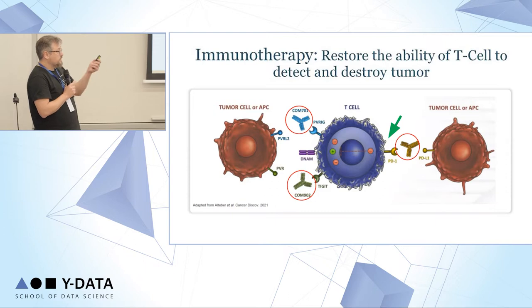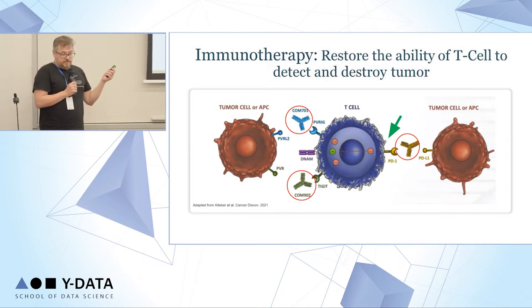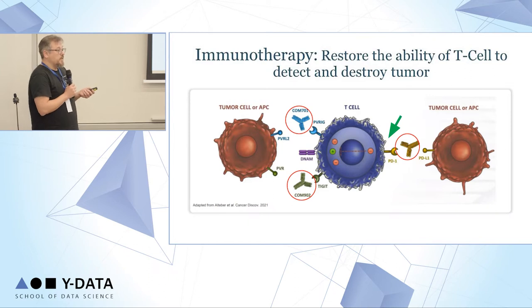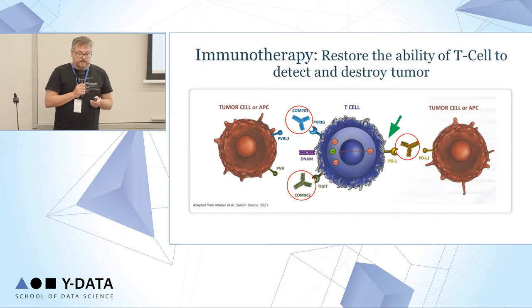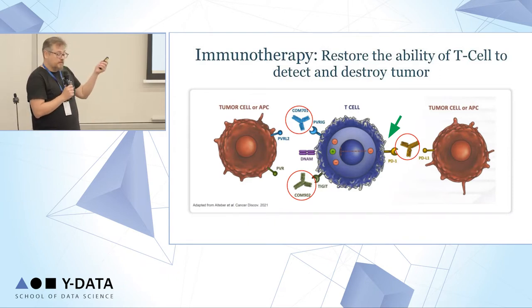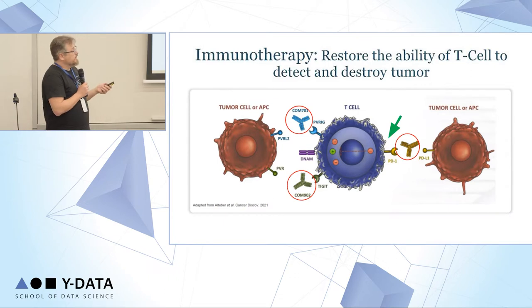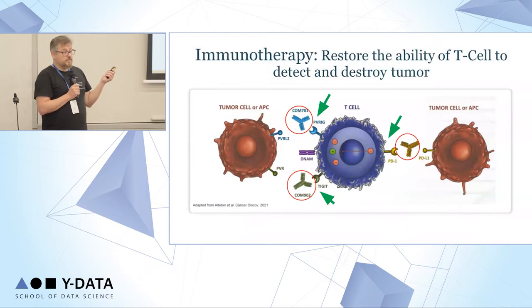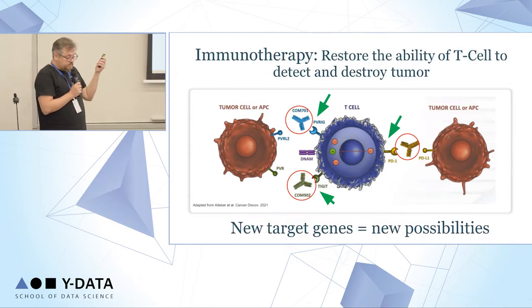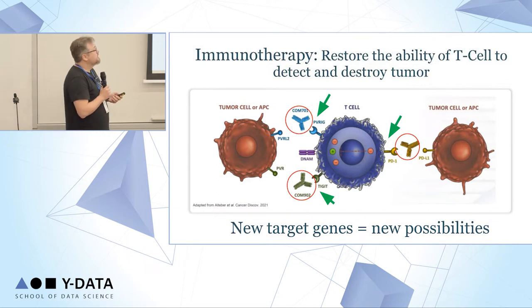For example, we know that this gene accompanies such a kind of dysfunction in T cells. And if we find a way to block this receptor, we can recover the ability of T cells to destroy tumors. Other genes with a similar function can be potential targets for new drugs, and it will give additional chance for patients unresponsive to existing treatment.